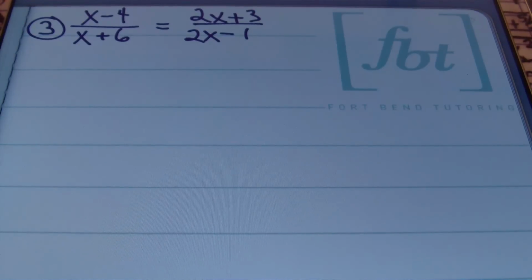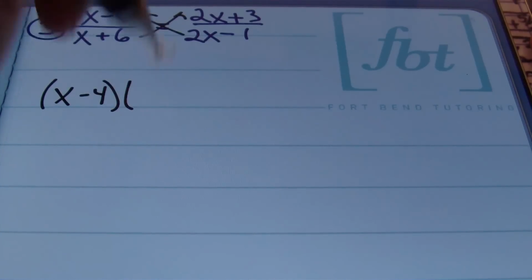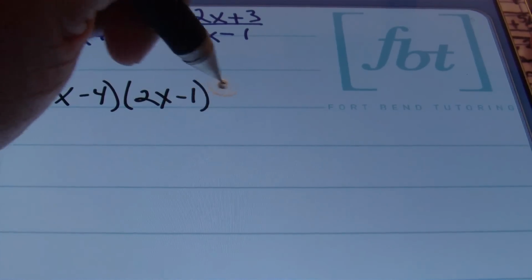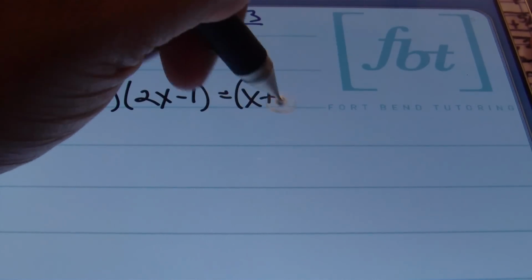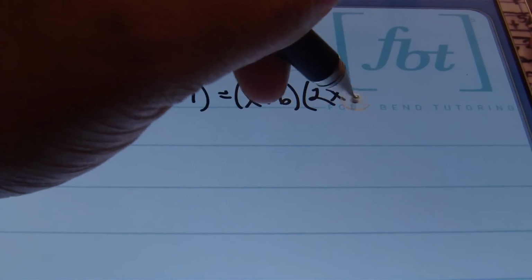In problem number 3, we have (x minus 4) over (x plus 6) equals (2x plus 3) divided by (2x minus 1). Anytime you have a fraction set equal to another fraction, ladies and gentlemen, that is a proportion. And when you have a proportion, you can use the extremes means method, aka you can just cross multiply, and that's exactly what I'm going to do. So in cross multiplying this like so, I end up with (x minus 4) times (2x minus 1) equals (x plus 6) times (2x plus 3).